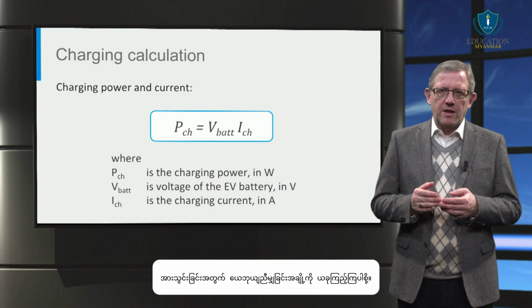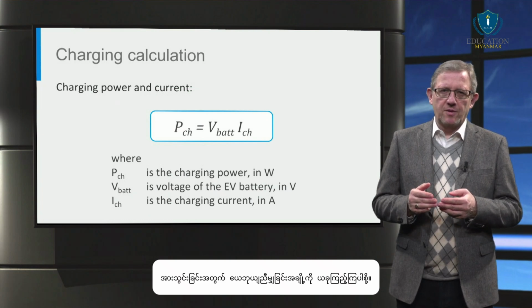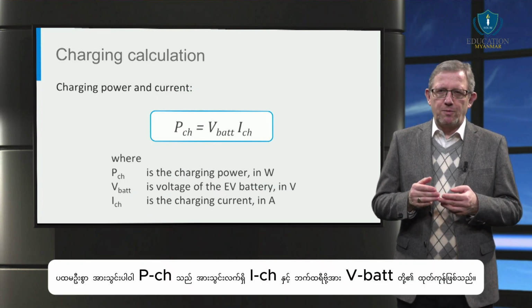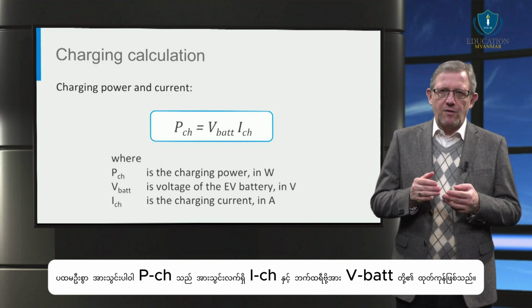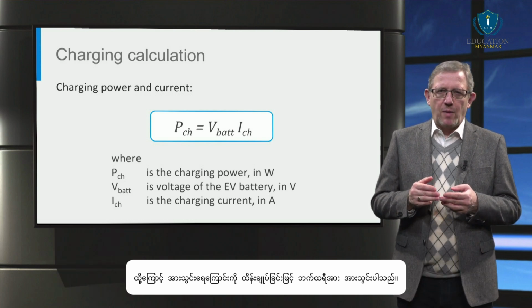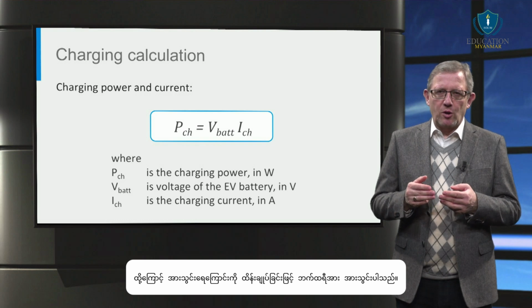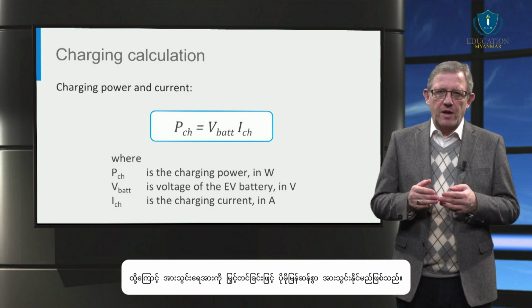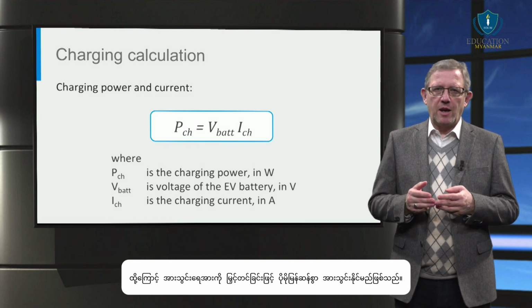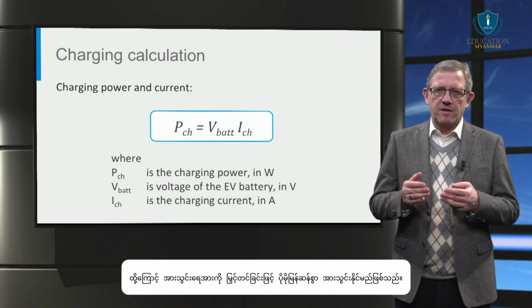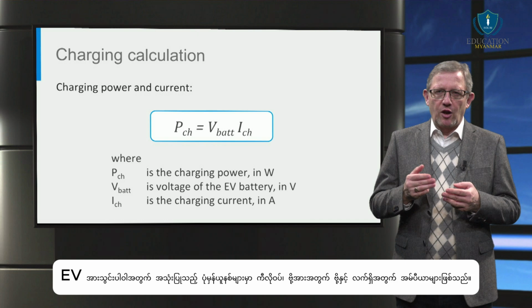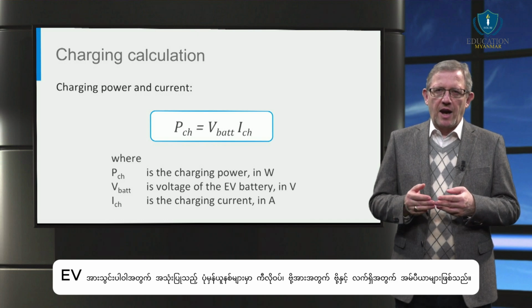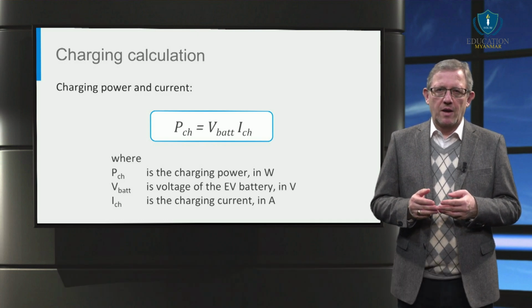Let us now look at a few general equations for charging. First, the charging power, P charge, is the product of the charging current and the battery voltage, V bat. A battery is hence charged by controlling the charging current. Therefore, faster charging can be achieved by increasing the charging current. Typical units used for electric vehicle charging power are kilowatts, volts for voltage, and amperes for current.